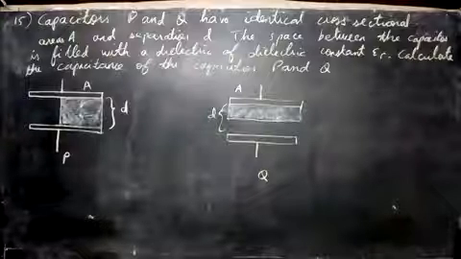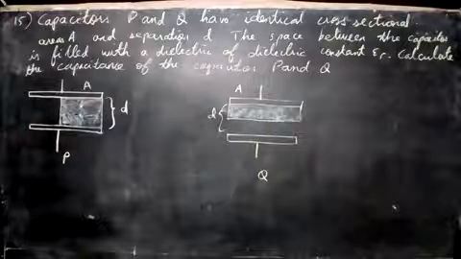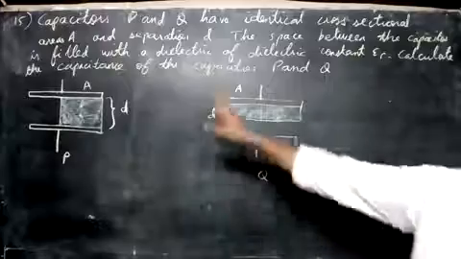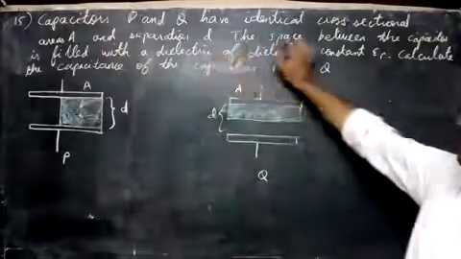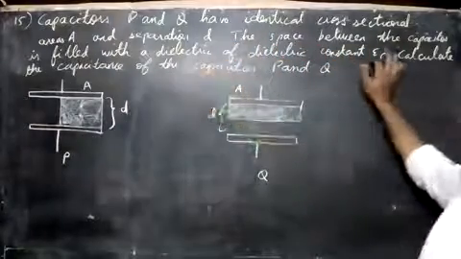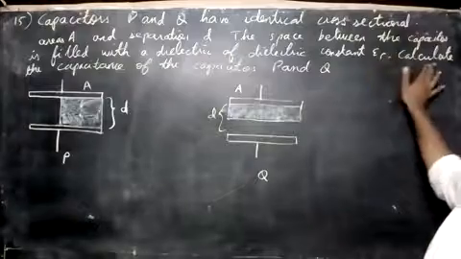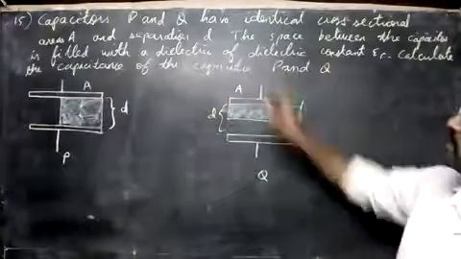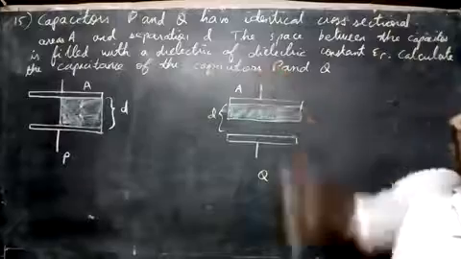Let us now go to the 15th sum. Capacitors P and Q have identical cross-sectional areas A and separation D. The space between the capacitors is filled with a dielectric of dielectric constant epsilon r. Calculate the capacitance of the capacitors P and Q. Capacitors, spelling mistake. P and Q.